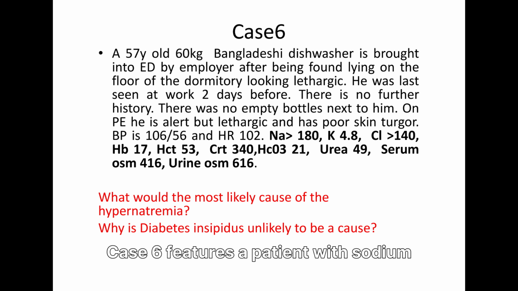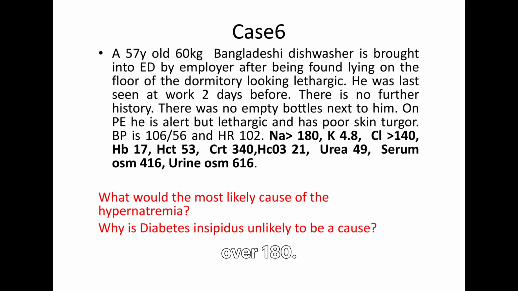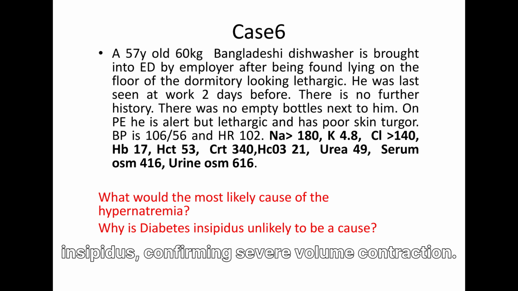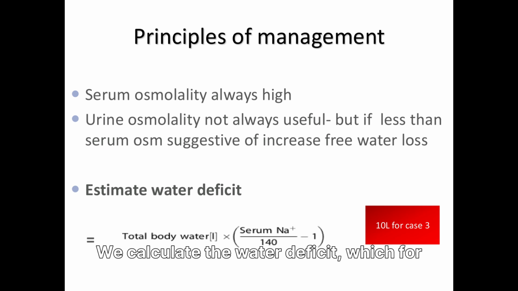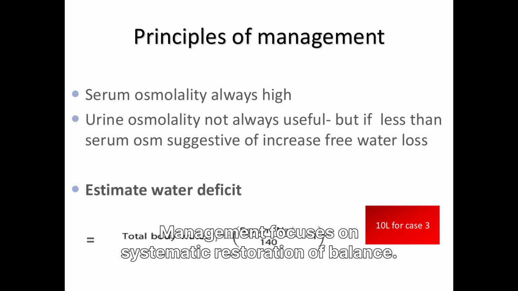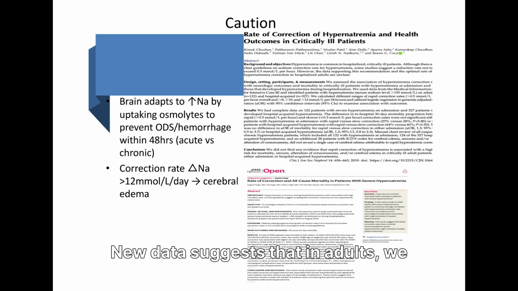Case 6 features a patient with sodium over 180. His high urine osmolality rules out diabetes insipidus, confirming severe volume contraction. We calculate the water deficit, which for this patient is approximately 10 liters. Management focuses on systematic restoration of balance. New data suggests that in adults, we don't need to fear rapid correction of hypernatremia as much as we do for hyponatremia. Fast correction may even be beneficial.